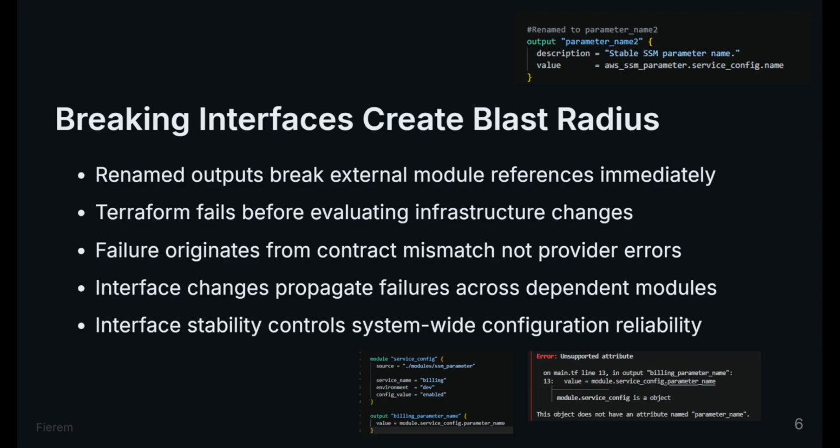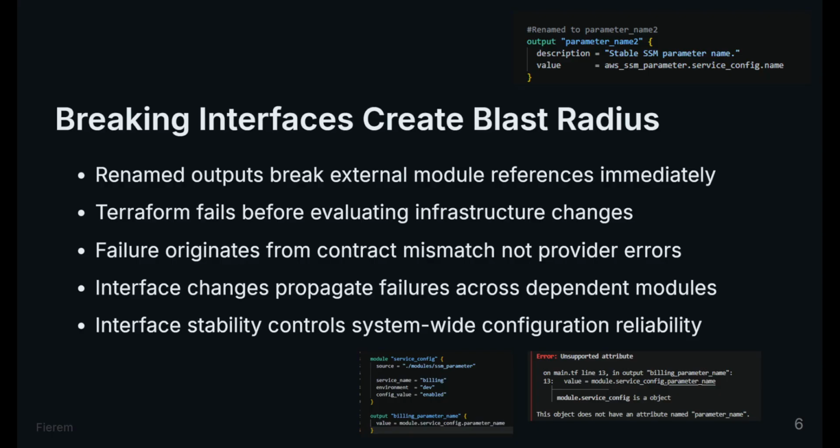A renamed output breaks references outside the module. Terraform fails before it can compare infrastructure changes. The failure is not an AWS problem. The failure is a contract mismatch between modules. Interface changes must be treated like API changes.